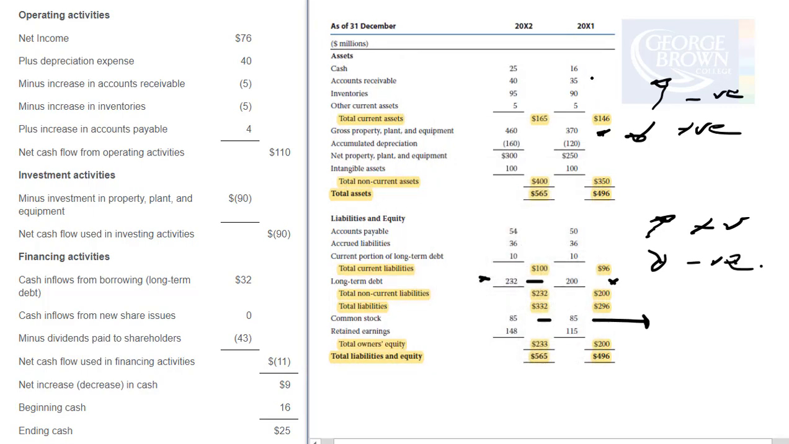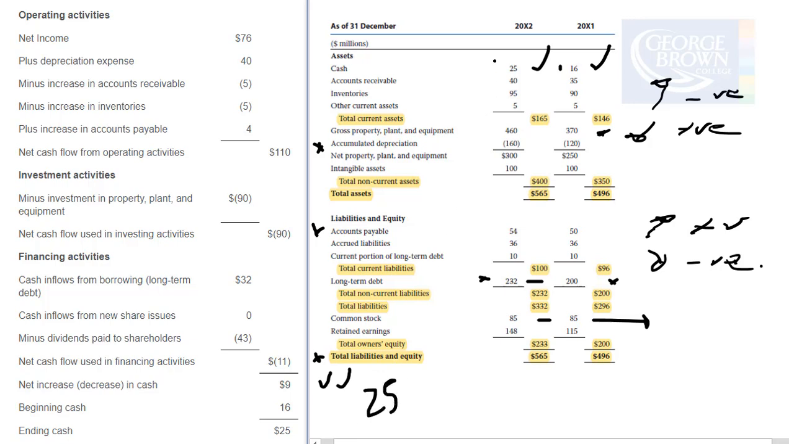So you can see here, there's our 16 million at the end of 20X1, which is the beginning of 20X2. That's our 16 million. Our increase in cash was 9 million. Where did that 9 million come from? We had positive net cash from operating activities of 110, but we spent 90 on new equipment, and we had a net cash flow of negative 11 from financing. So that was an increase in cash during the year of 9 million. We add that to the 16 million that we had on the balance sheet, and finally we get our 25 million.